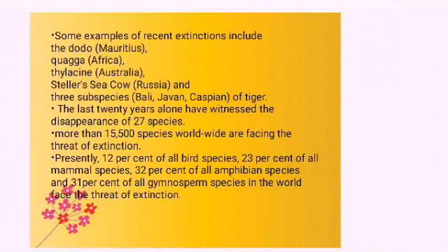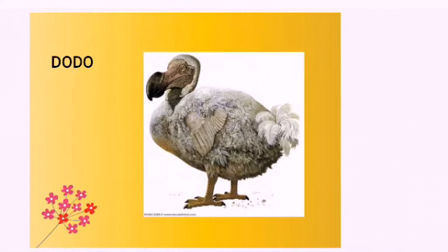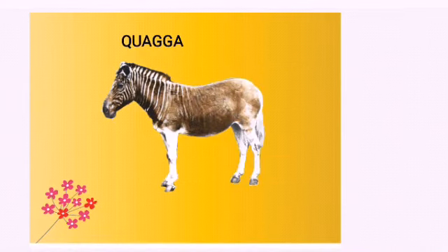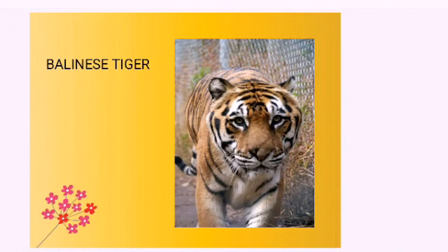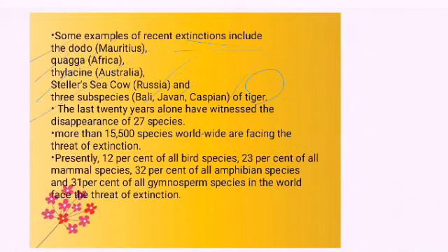Now moving on to some examples of recent extinction. Some species which have become extinct in recent years: dodo; quagga, Africa; thylacine, Australia; Steller's sea cow, Russia; and three subspecies of tiger, Bali, Javan and Caspian. They have become extinct. So this is the dodo, clear. Thereafter the quagga, which became extinct, the thylacine, which became extinct, the Javan tiger, and then the Balinese tiger. These are some of the animals which have become extinct. Clear?